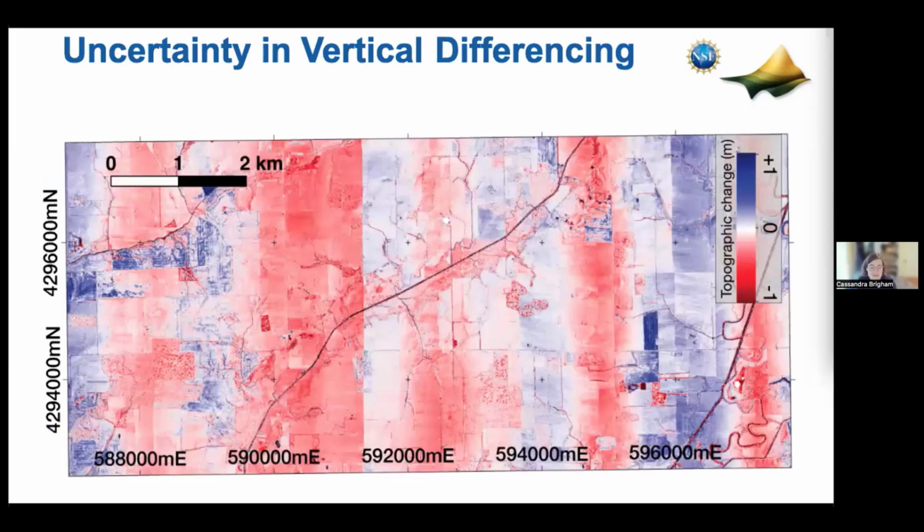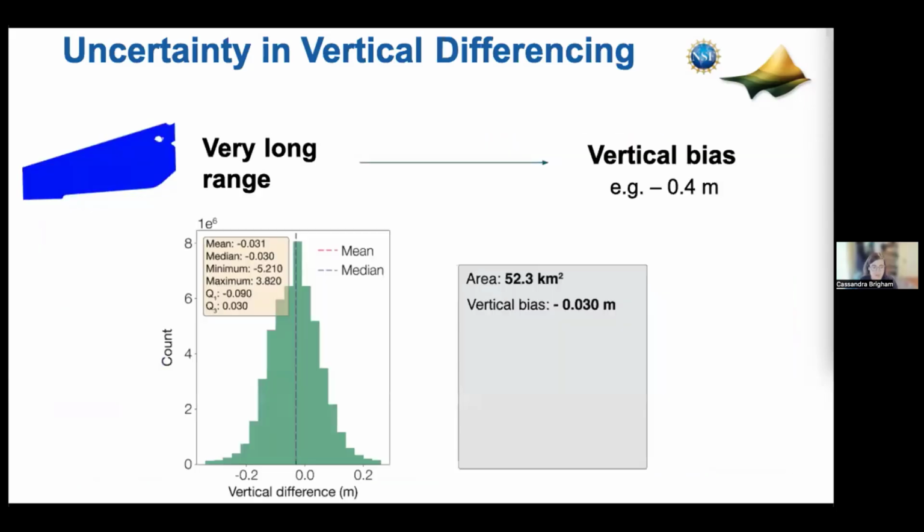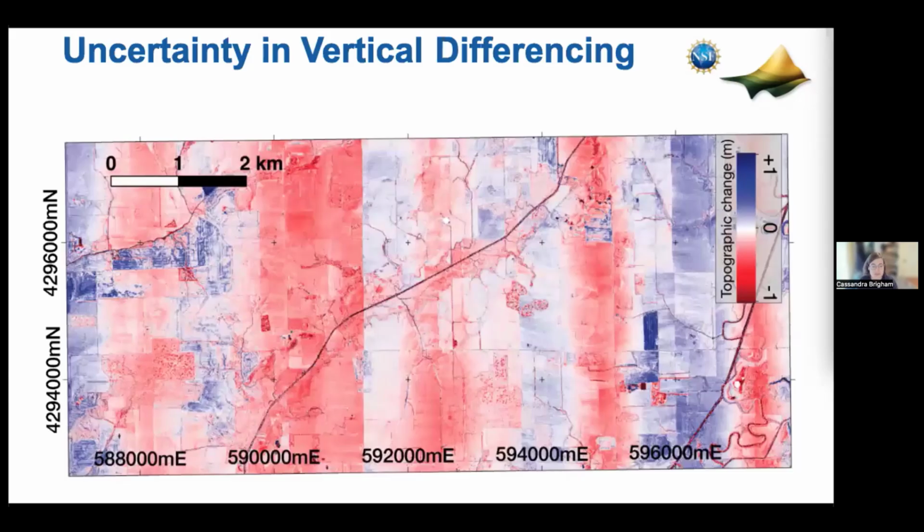So let's apply this to this example that is taken from just southwest of Indianapolis. It has a very strong flight line error signal, along with some true change happening in some of the farmland. So let's start by calculating the vertical bias. So if we take all of the values of change, which we consider, given that we need to make this tool automatic, we can't actually decide for ourselves what is real change and what is error. So we just assume all of it is error.